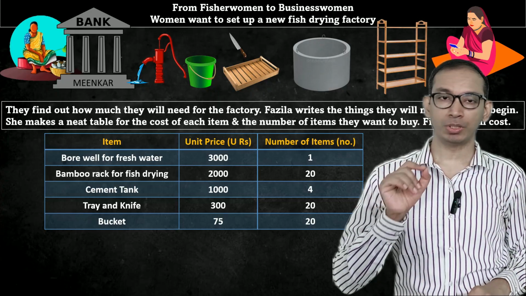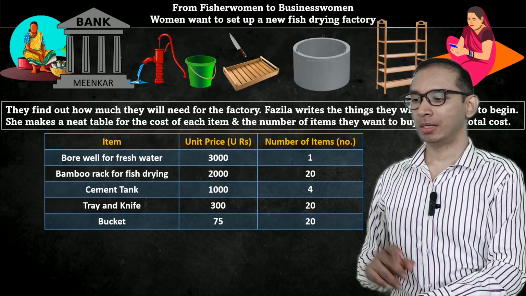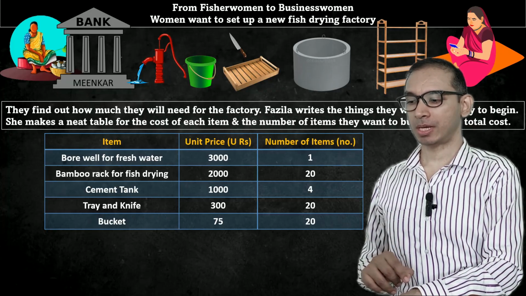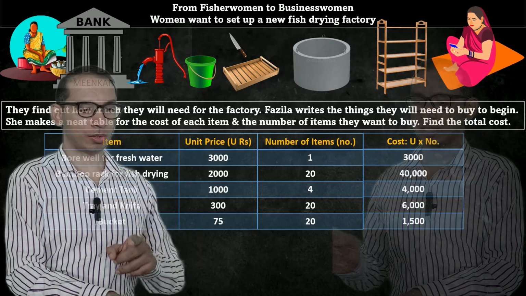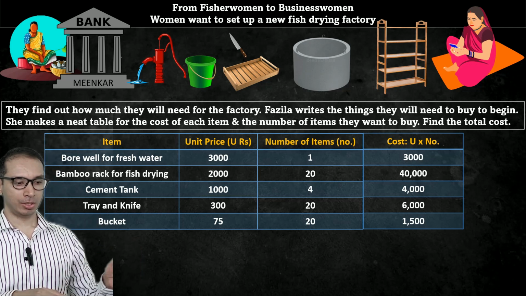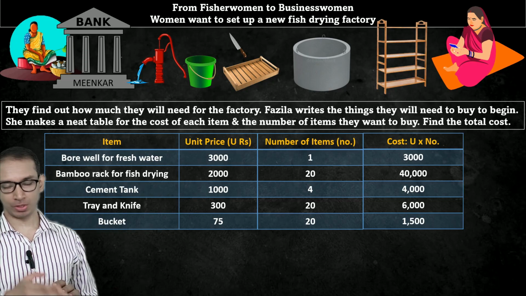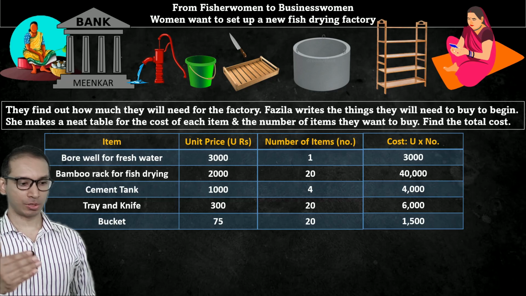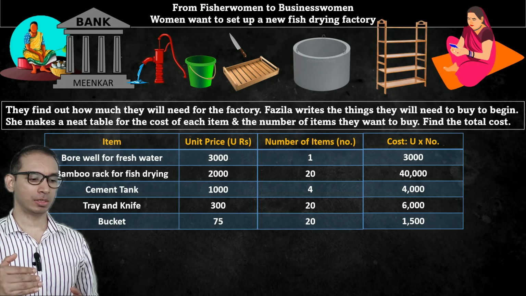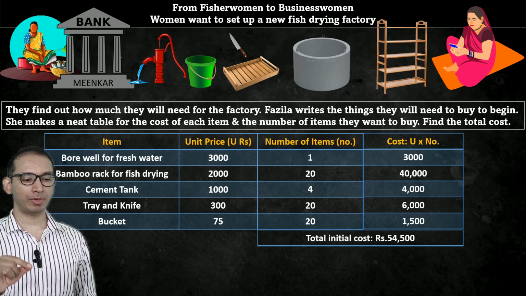Next, we need to know the number of units that will be required of each. So they will require one borewell, 20 bamboo racks for fish drying, 4 cement tanks, 20 trays and knives, and 20 buckets. Calculate the cost now. You just have to multiply your unit price column with the number of items against it. So borewell for fresh water is going to cost them 3,000. Bamboo rack for fish drying is going to cost them 40,000. Your cement tank is going to cost 4,000. Tray and knife is going to cost 6,000. Your bucket is going to cost a total of 1,500. Work all that up. That comes to a total of 54,500.